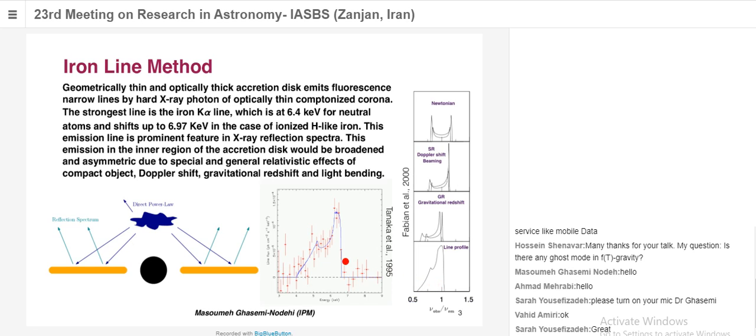This is the first clear detection of the iron line by Tanaka in 1994, and as you see, it is asymmetric and broadened. The source is MCG-6-30-15, and this fit is consistent with a maximally rotating Kerr black hole.